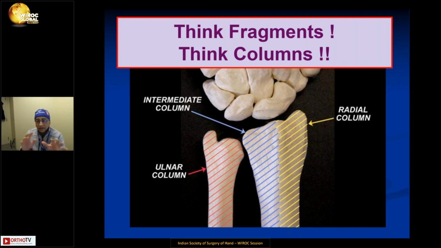Once you look at it as these columns, you'll also realize that there are fragments which are specific to these columns, and only then can you understand the real way of approaching these fractures surgically. Now, mind you, this talk does not deal with non-operative treatment. We are really going to focus only on answers to commonly asked questions regarding surgical treatment.